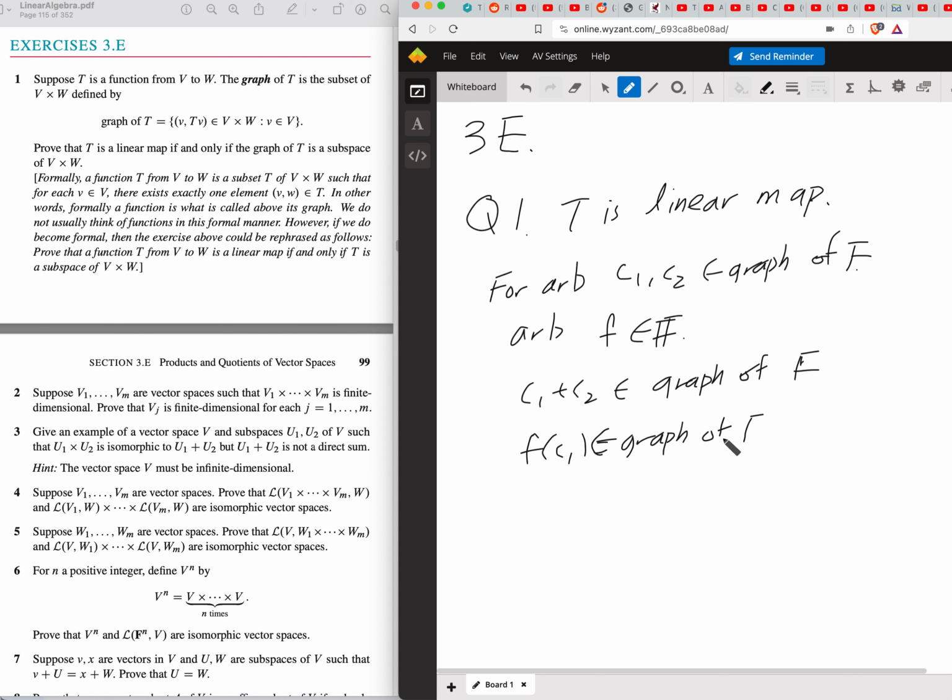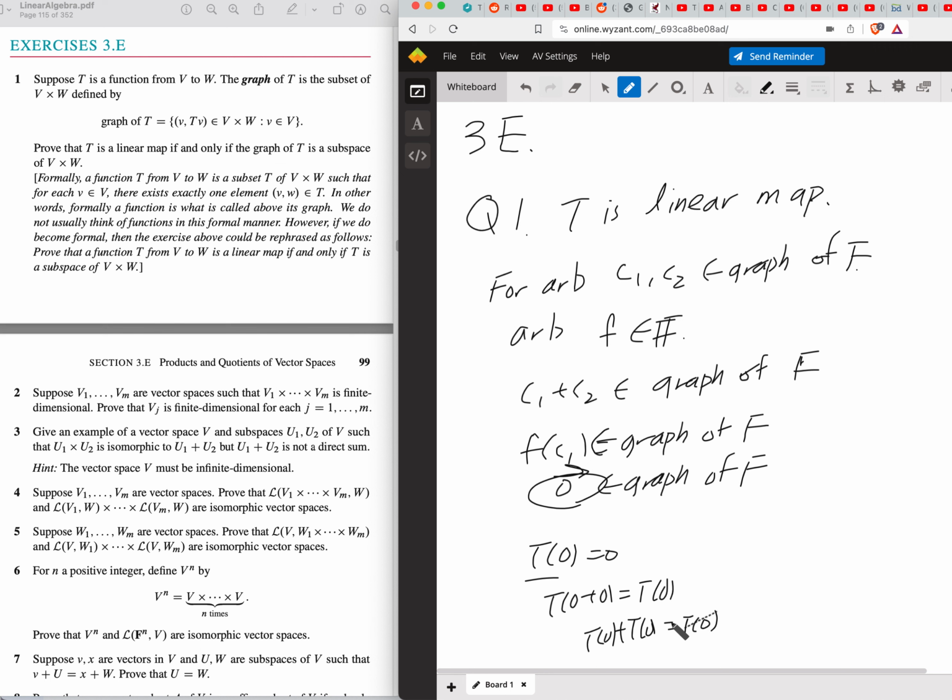Also, we need the zero vector in the graph. And look, this shouldn't be difficult to show for the zero, because T of 0 is 0 because T is a linear map. We got this demonstration once again. Then T of 0 is 0. I haven't shown that in a while, so I wanted to see if I still remember it. So 0 is in the graph, that's fine.